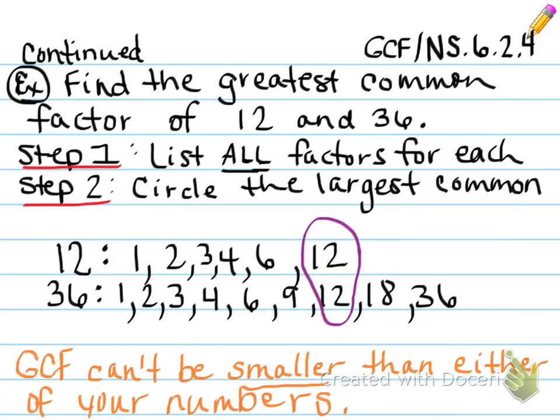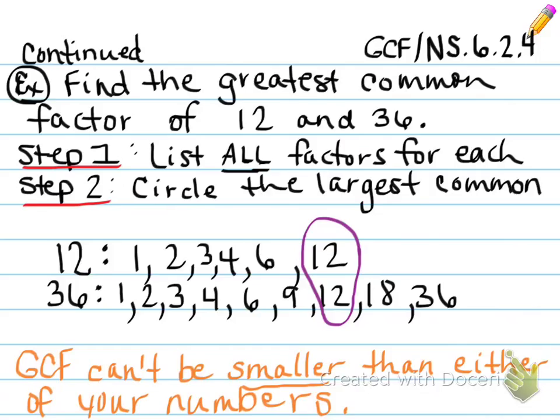All right, so we're going to work through this example together, finding the greatest common factor of 12 and 36. Remember, factors are the numbers you multiply by. Step 1, you need to list all of the factors for each number. You need to list all of the factors, ways you can multiply and get 12. Then you need to list all the factors or ways that you can multiply and get 36.